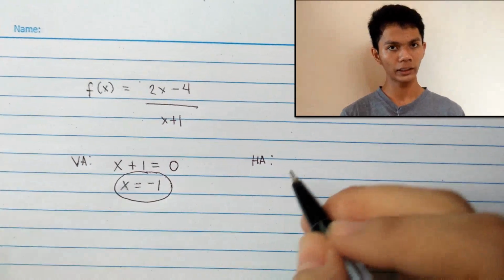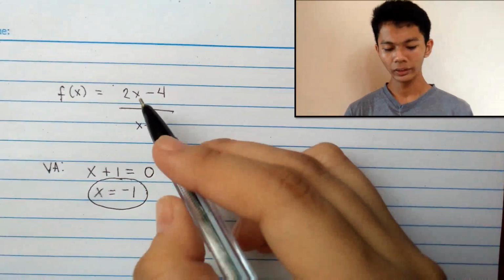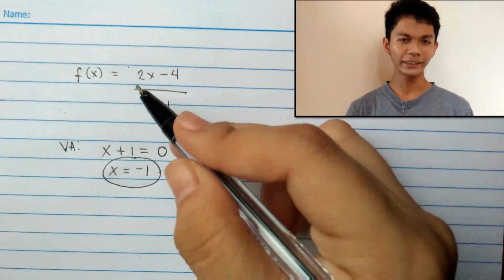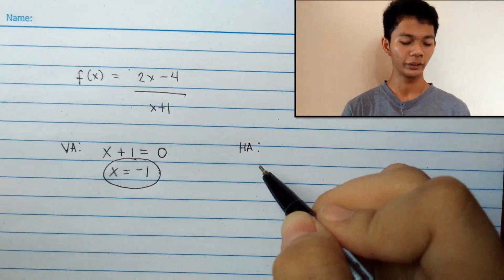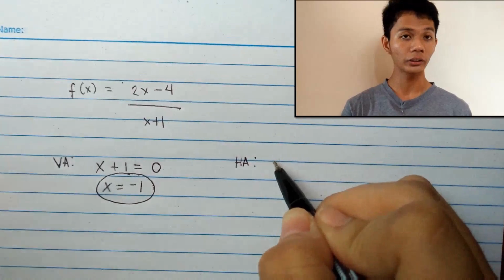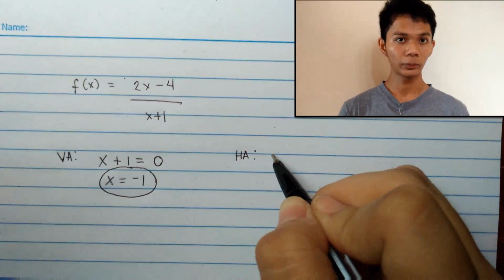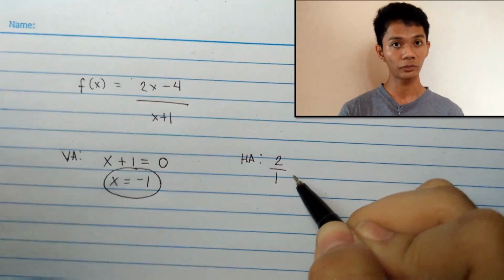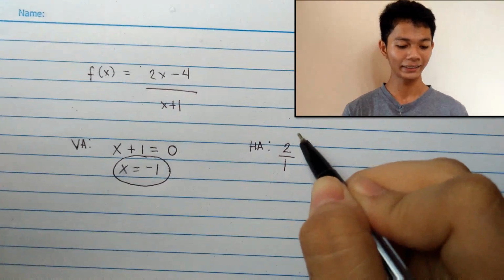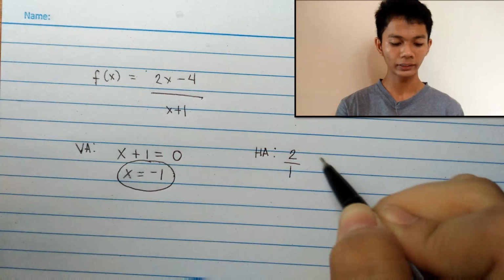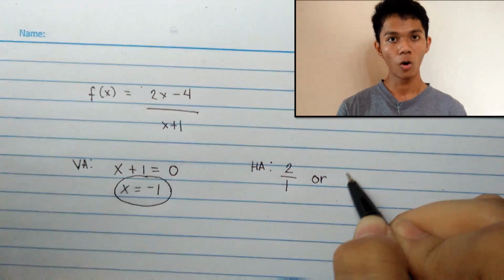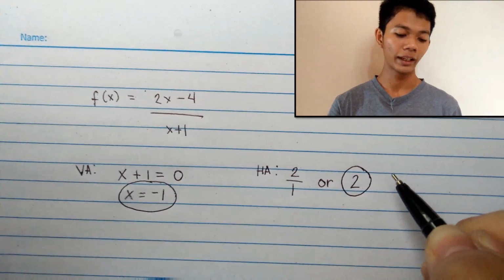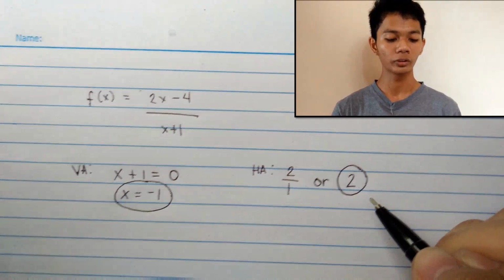To find the horizontal asymptote of the function, let's first look at the degree of the numerator and the denominator. We can see that they are both in the first degree. So that means, according to the third condition that was stated before, we should just divide the coefficients of the variables with the highest degree. So that gives us 2 over 1, or, in simplest terms, 2. And that's our horizontal asymptote, 2.